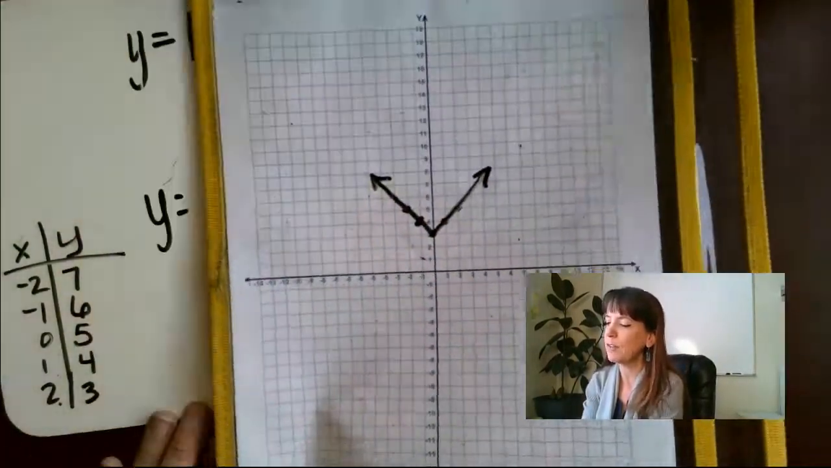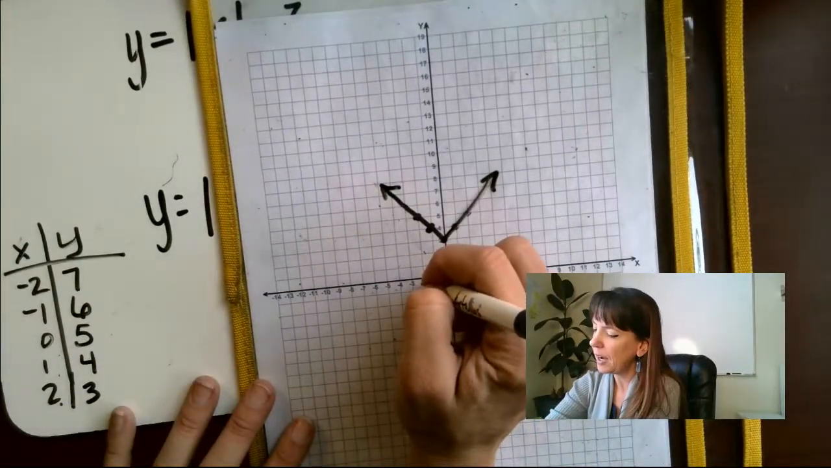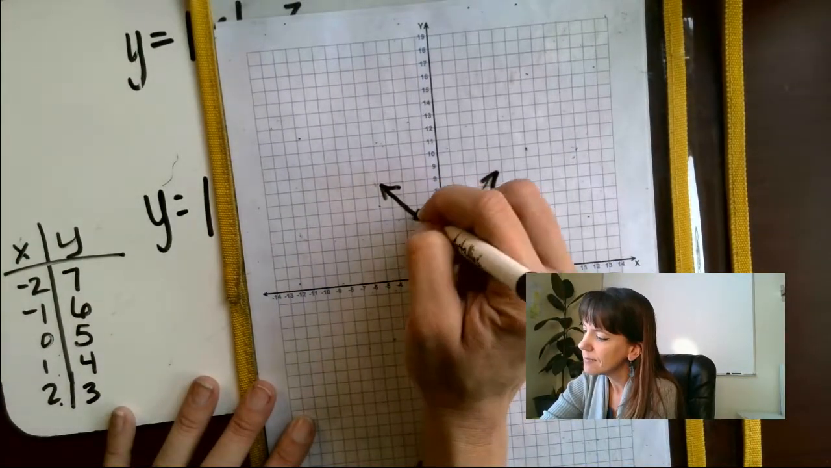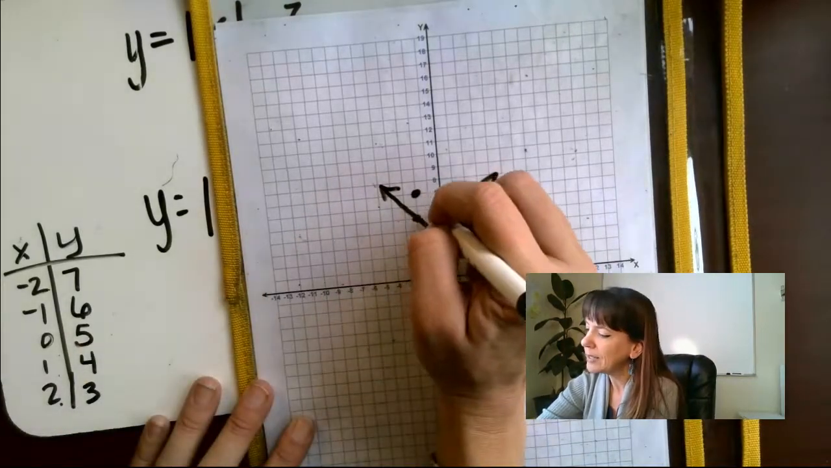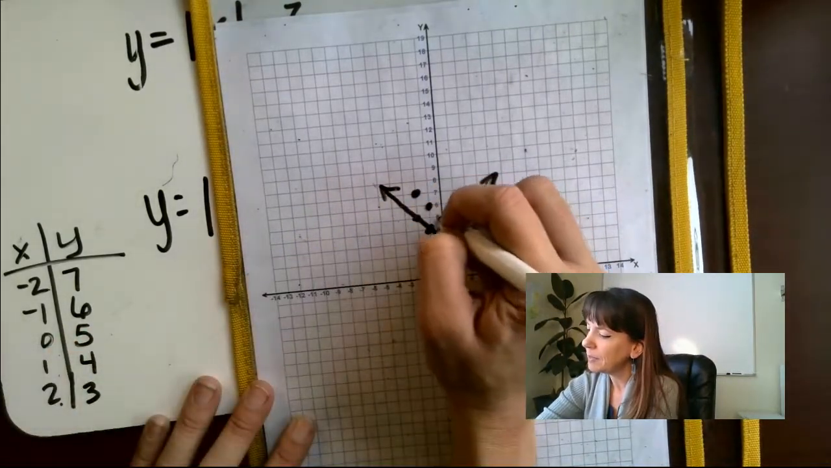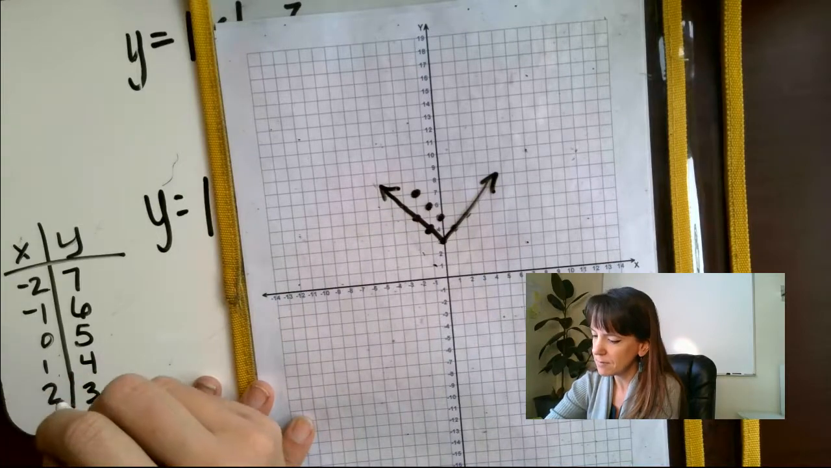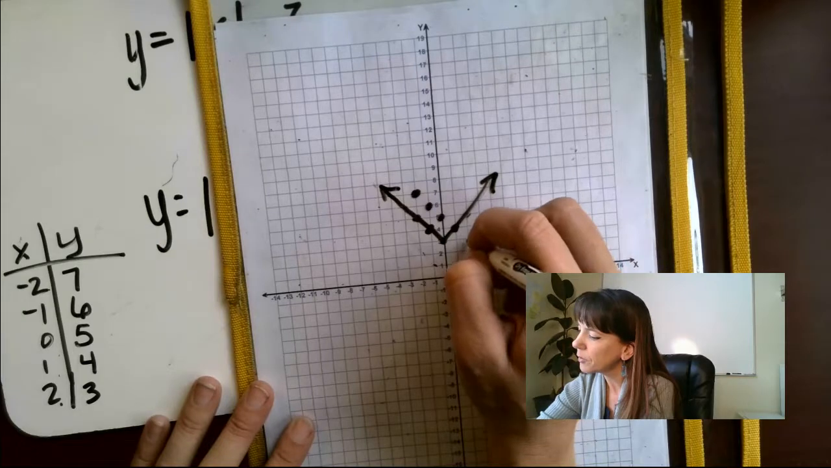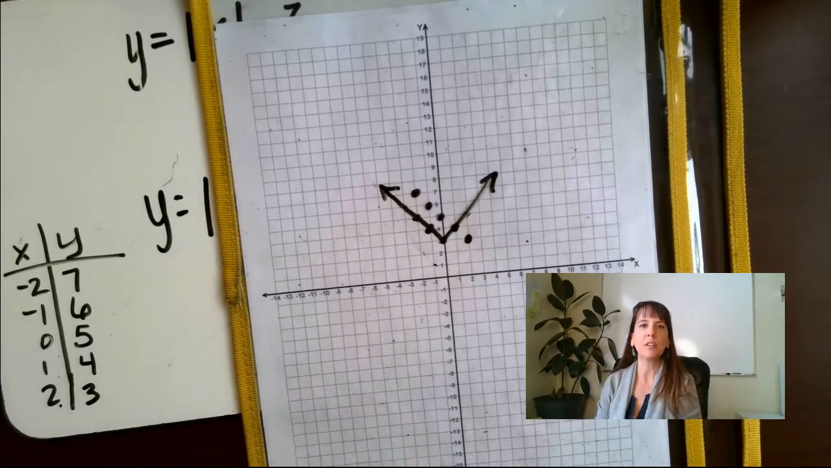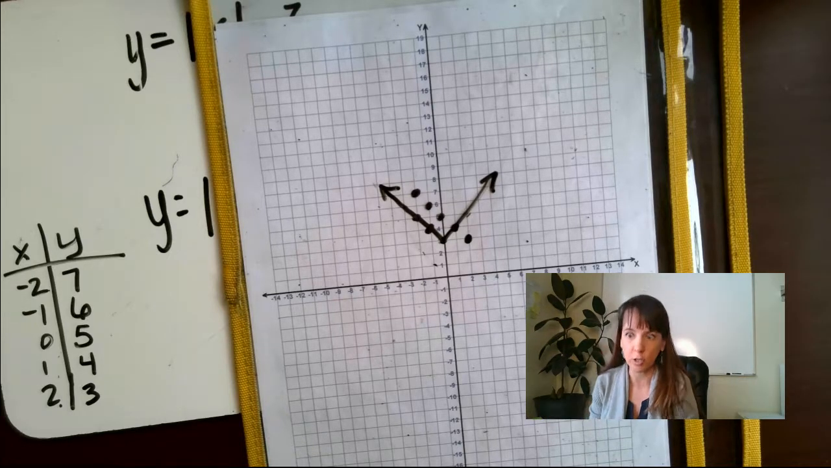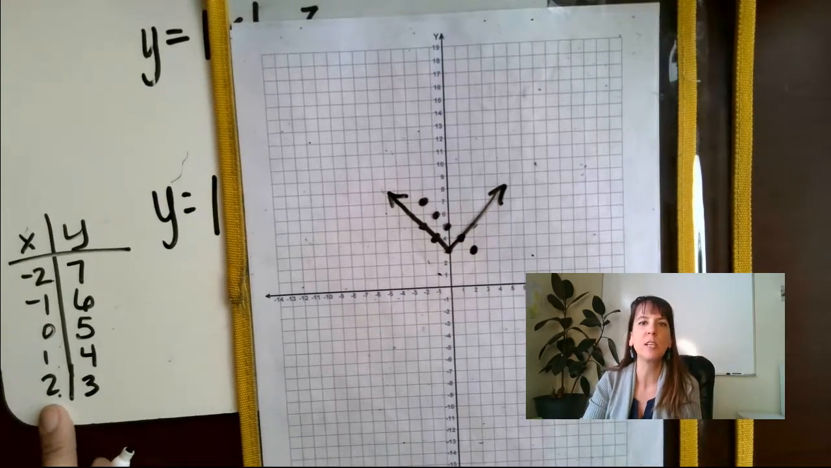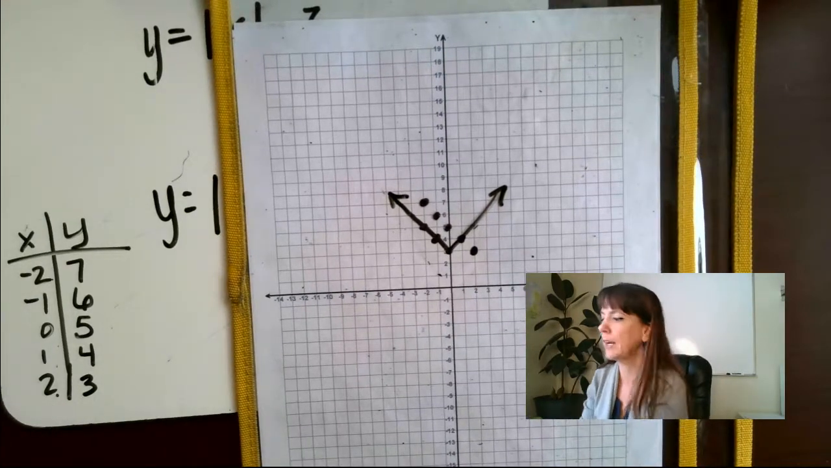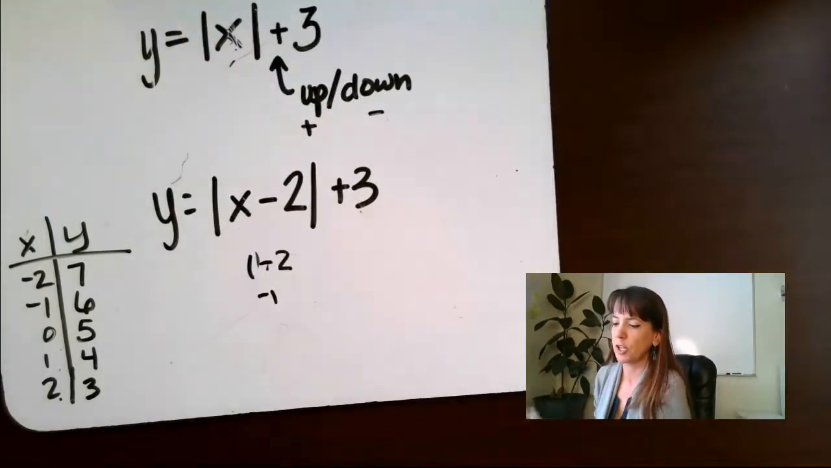Take a look here. If I were to graph all these things, over negative 2, up 7. Over negative 1, up 6. Over 0, up 5. Over 1, up 4. Over 2, up 3. So guys, what I've just graphed here is a line, right? But we know an absolute value is a V. So it's really important you know your parent graphs because you need to know where to start, right? These should not have been the numbers that we picked, all right? So let's keep going though and make sure.